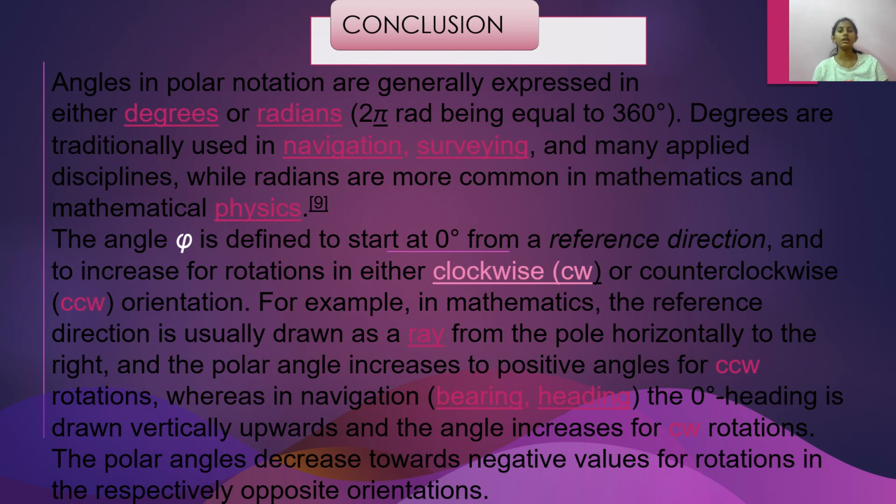For example, in mathematics the reference direction is usually drawn as a ray from the pole horizontally to the right, and the polar angle increases to positive angles for counterclockwise rotations, whereas in navigation bearing, the 0 degree heading is drawn vertically and the angle increases for clockwise rotations. The polar angles are towards negative values for rotations in the respective opposite orientations.